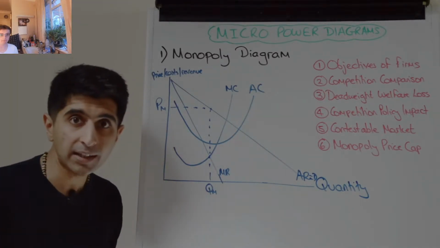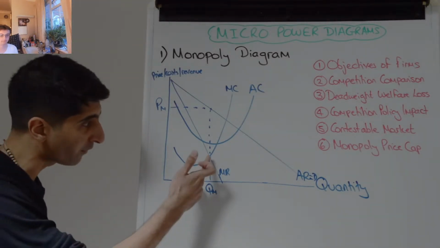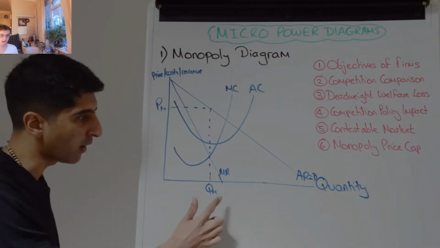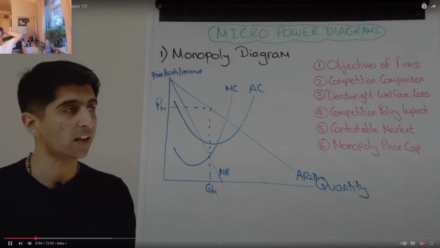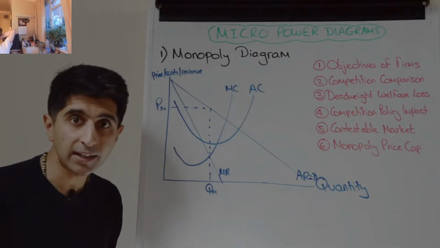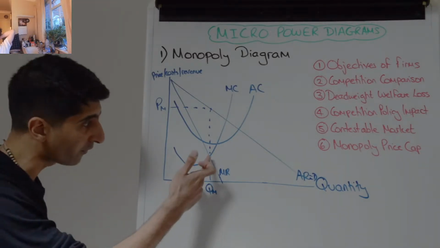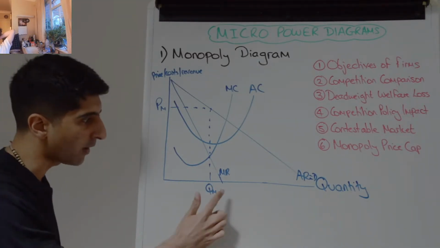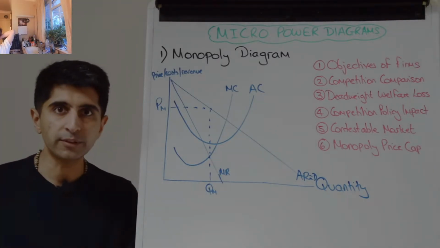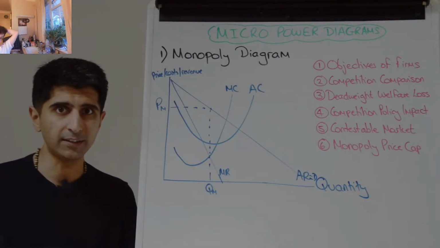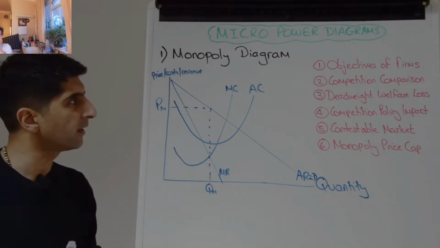We can show the objectives of firms as well. For example, profit max, MC equals MR, revenue max, MR is 0, sales maximization, AC equals AR, even profit satisficing. Very great to show the objectives of firms.